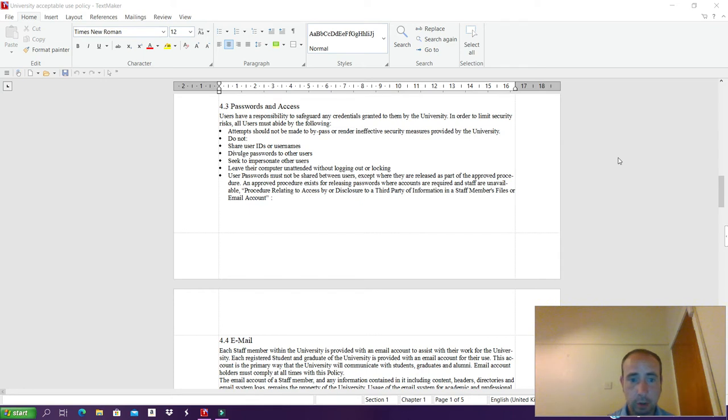Users must not divulge passwords to others, seek to impersonate other users, or leave their computer unattended without logging out or locking. User passwords must not be shared between users except where they are released as part of an approved procedure. An approved procedure exists for releasing passwords where accounts are required and staff are unavailable. There is also a procedure relating to access by or disclosure to a third party of information in a staff member's files or email accounts.